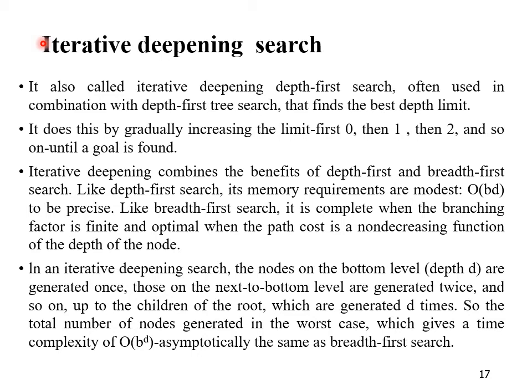So the total number of nodes generated in the first case gives a time complexity of order of b to the power d, asymptotically the same as breadth first search. The problem with iterative deepening search is that you go deep, but if you could not find the goal node, then you have to backtrack. So you can visit all the nodes. You will have to visit all the nodes.